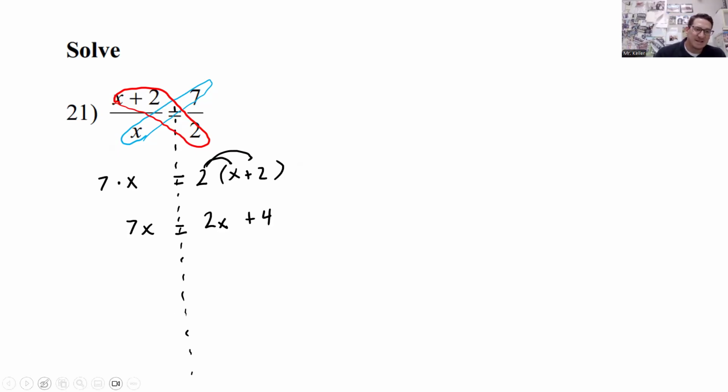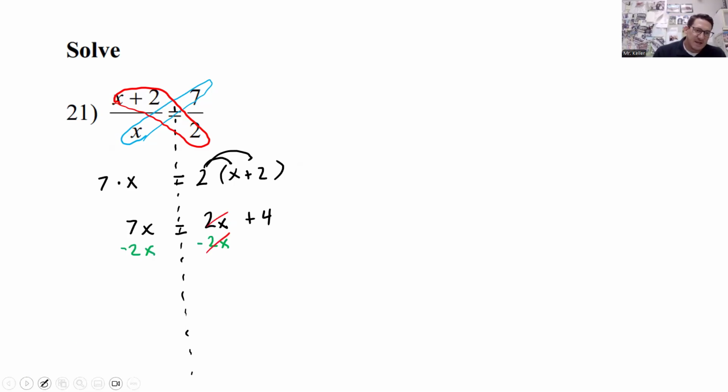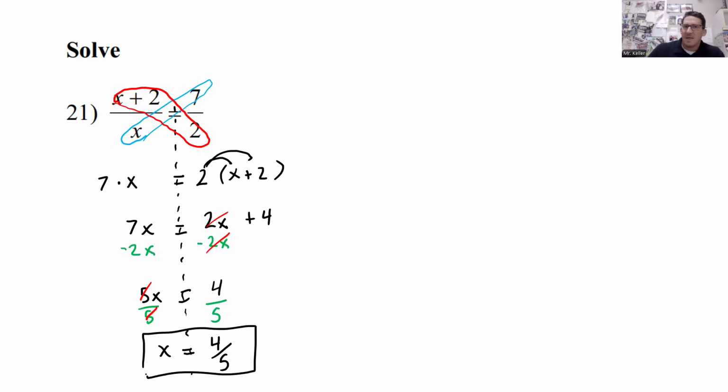I need the x's on the same side of the equation, so I'm going to subtract 2x from both sides. Positive 2x minus 2x cancels out. 7x minus 2x is 5x. Bring down the 4. And then the last step, that's 5 times x. The opposite of multiplying by 5 is dividing by 5. So times 5 divided by 5 cancels out, and you get x is equal to 4/5.